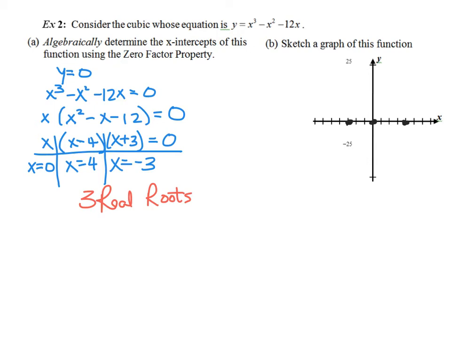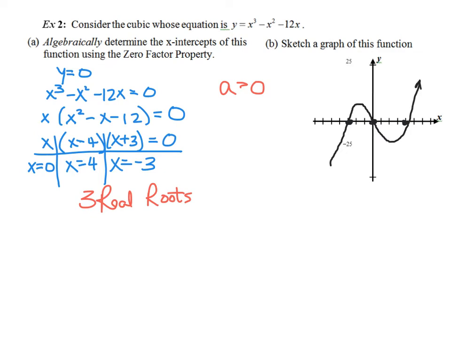Instead, I want to notice that the leading coefficient a is a positive value. And again, I'm always looking at the x cubed term, and I'm seeing that its coefficient is 1, which is positive. So when that's the case, I'm going to graph this by starting in the lower left-hand corner. And I'm going to go up through the first intercept, back down through the second one.